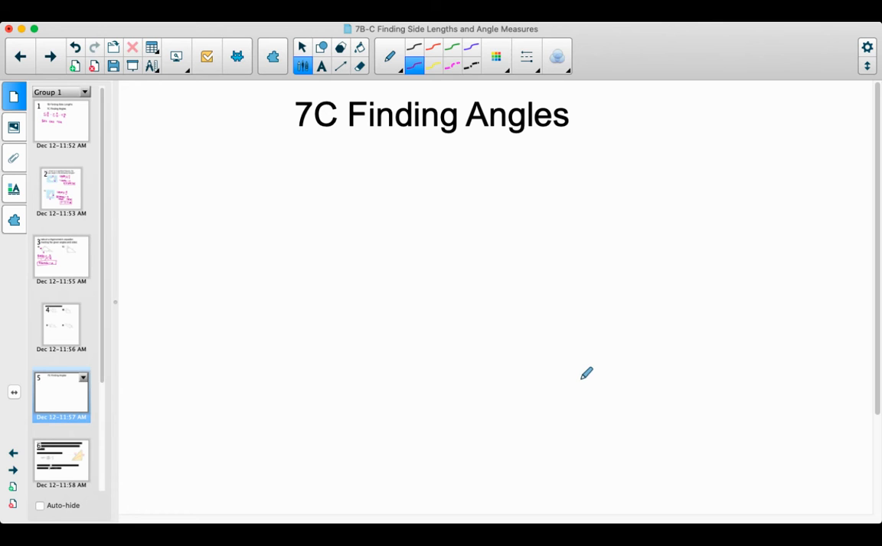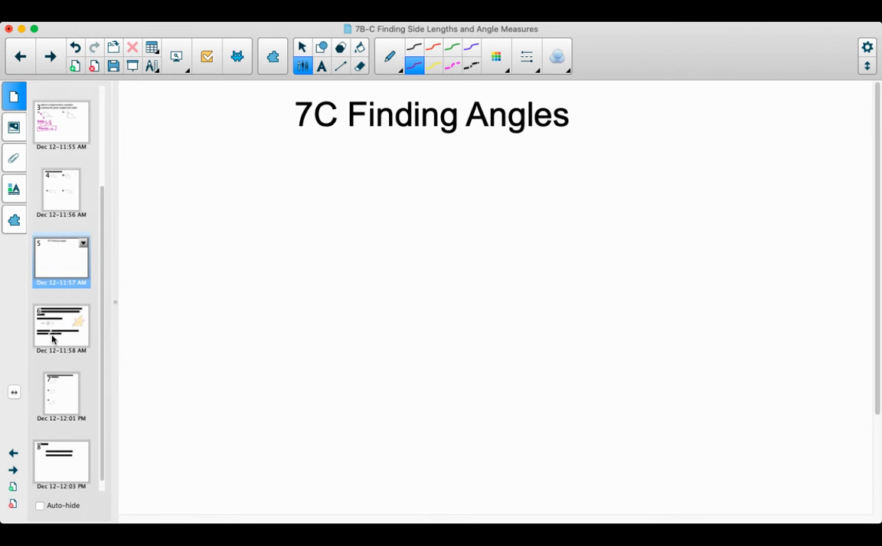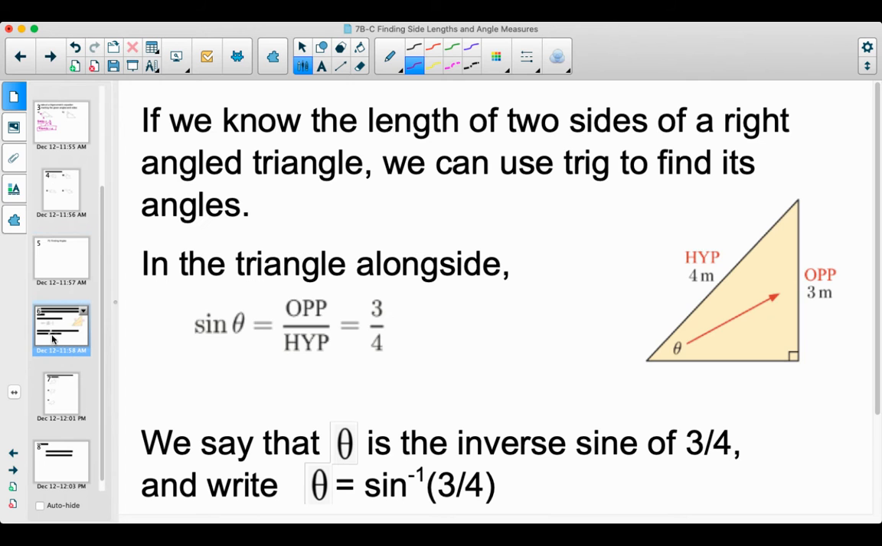Okay, so now let's take a look at section 7C, and we're going to do finding angles instead of side lengths. So in our last video, we found our side lengths. So now what happens with angles? We're really going to do what we call the inverse. Since we know the sides, but we don't know the angle, we want to do our inverse. And just a reminder as far as what that looks like, the inverse is right here, sine raised to the -1 of your side lengths, 3 divided by 4 for this example here.